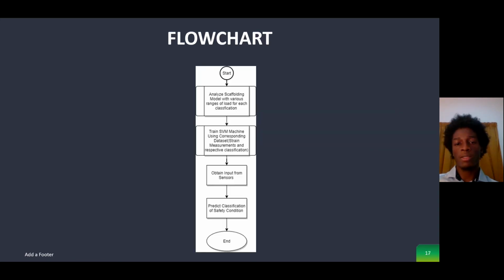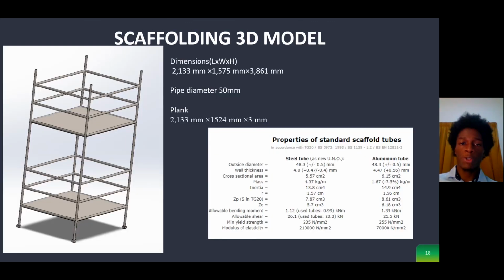So the flowchart is when we create a model first, and then we analyze this model using various ranges of load for each classification. Then we train the machine learning algorithm using the respective strain measurements. Then we finally obtain input from sensors, and then we can finally predict the safety condition of the scaffold. So this is just the scaffold model, a 3D model created based on the specifications and the properties is attached.